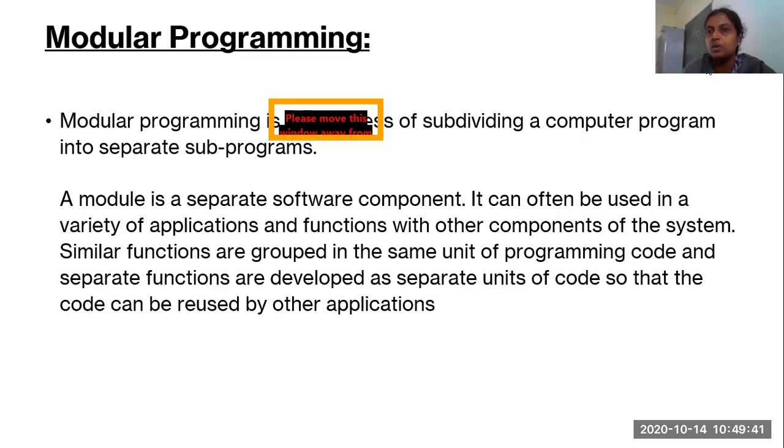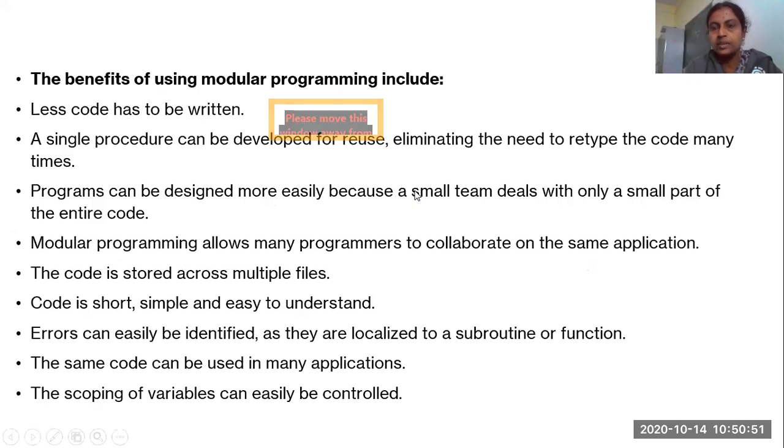Same concept in programs: instead of writing a big program, when I can divide it to write small programs, that kind of program I call modular programming. See this definition: modular programming is the process of subdividing a computer program into separate subprograms. We call it modular programming. Whatever I was explaining all this time was given in the second paragraph.